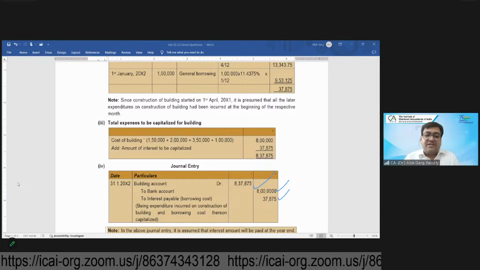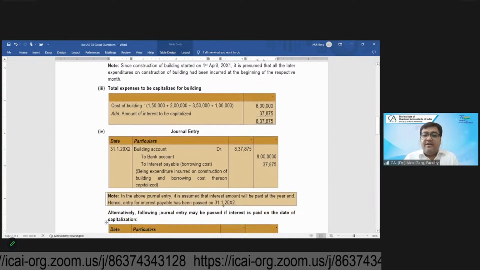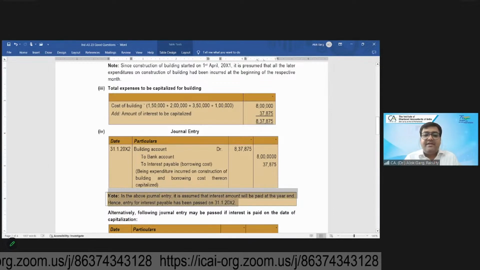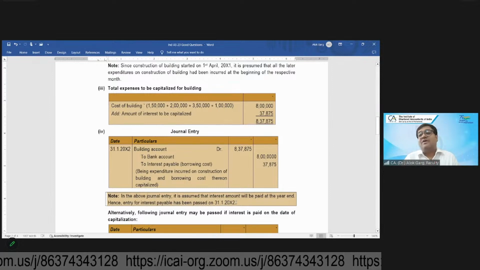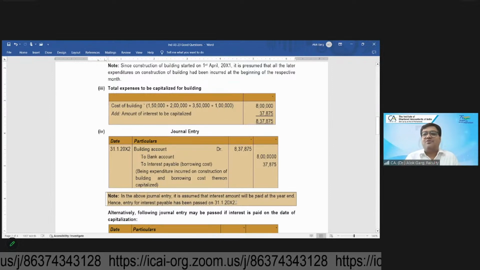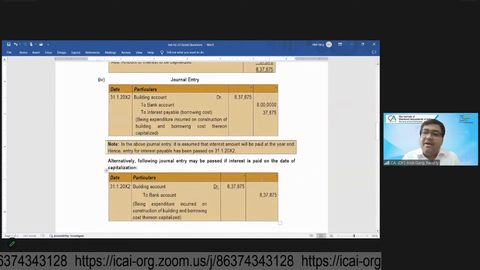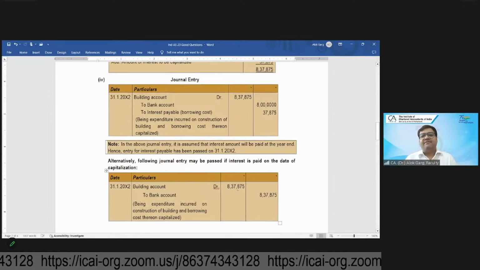And in the question, this assumption has also been given. In the above general entry, it is assumed that the interest amount will be paid at the year end. Hence, entry for interest payable has been passed on 31st January 20x2. Alternatively, the following journal entry can be passed. Building account debit to bank account, entire money 837,875.